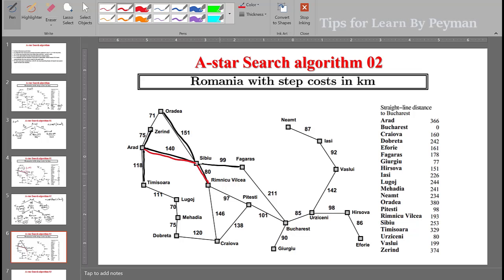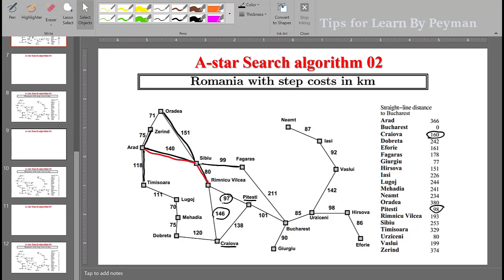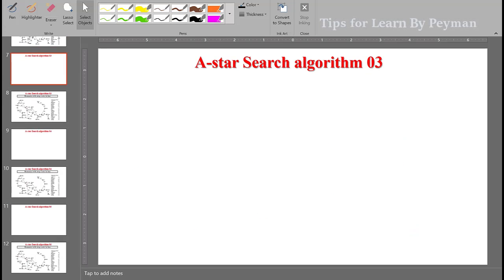As you can see, let me change the color. As you can see, the neighbors of the Rimiju are Pitesti here, with value 197, and from here to Craiova it is 146 for Craiova. And let me check the Craiova value here, and Pitesti would be 98 here. So let's see how it would change in the third level.